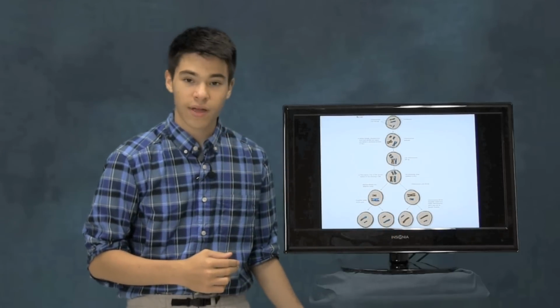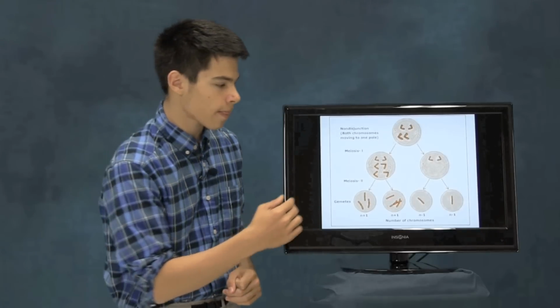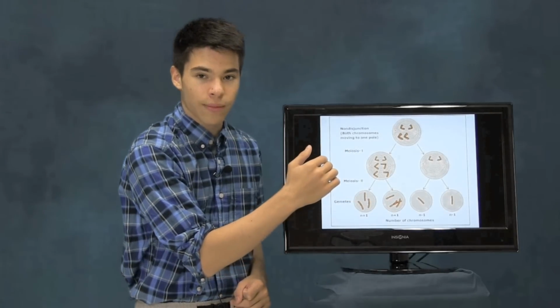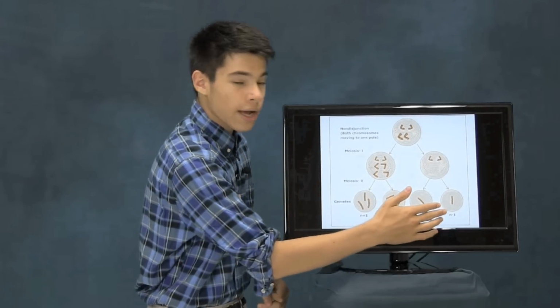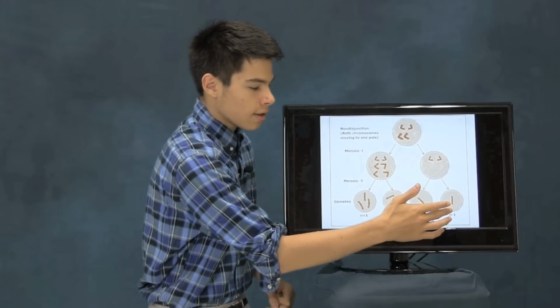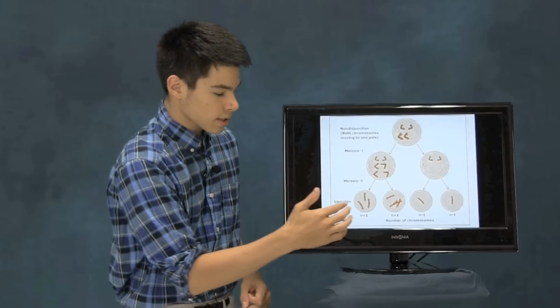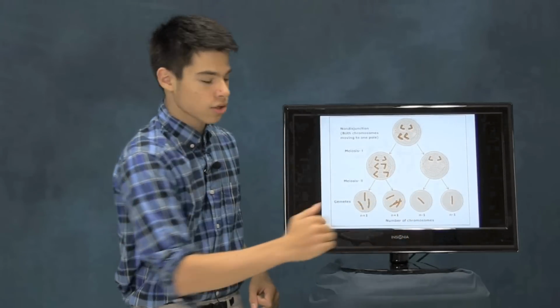But sometimes an event called a non-disjunction can occur. In a non-disjunction, either in meiosis 1, the homologous pairs will not separate properly, or in meiosis 2, sister chromatids will not separate properly. Either one will result in the gametes receiving an abnormal number of chromosomes, in this case n+1. We have 1 extra, and we're missing 1 in these 2.